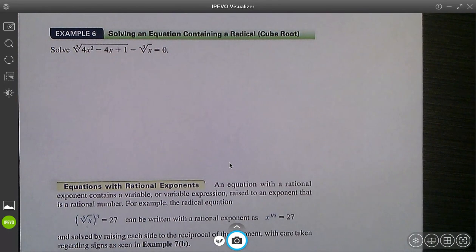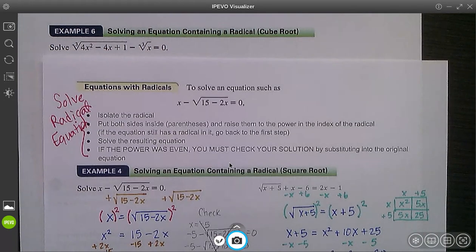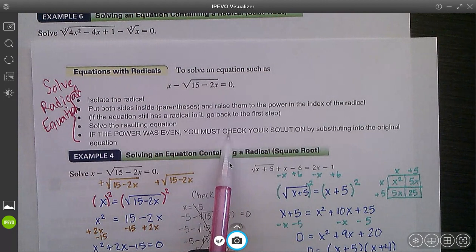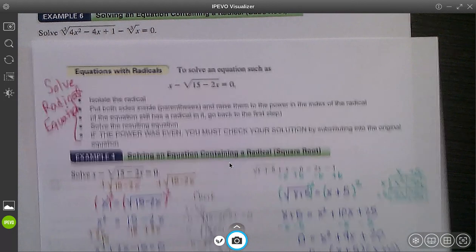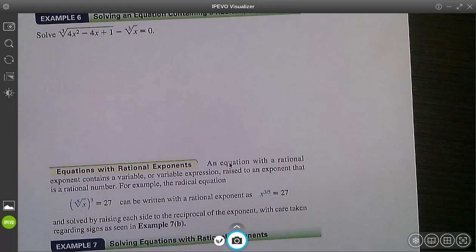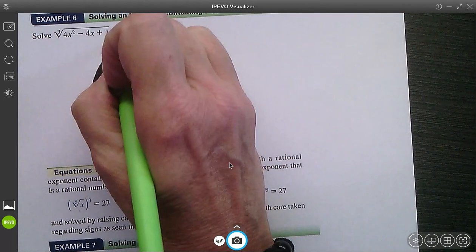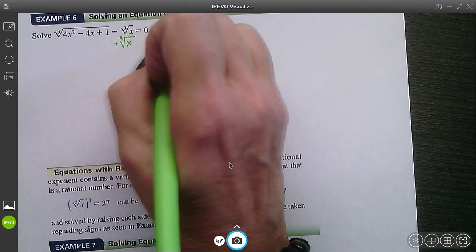Oh, goody, it's a cube root. You know why I'm excited about a cube root? Because it's not an even index, and I only have to check if my original power was even. So I'm still going to follow the same steps, though. I have to isolate the radical, so I will add the cube root of x to both sides.